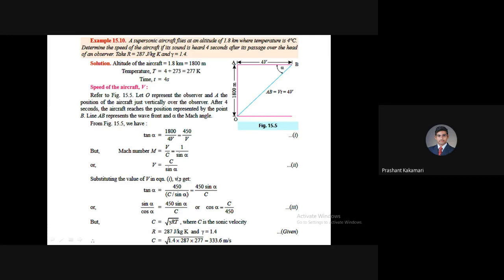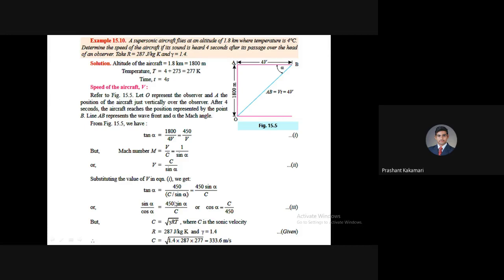So when C is known to us, what can I do now? I can substitute that C value in this formula. Mach number is also given by 1 by sine alpha. So finally, I can write V equal to C by sine alpha. To relate both Mach number and tan alpha, they have taken tan alpha as 450 by V. What is V here? C by sine alpha. So that is substituted in this formula, and finally they can find out sine alpha, or the alpha value. So all of you find out the alpha value and tell me.